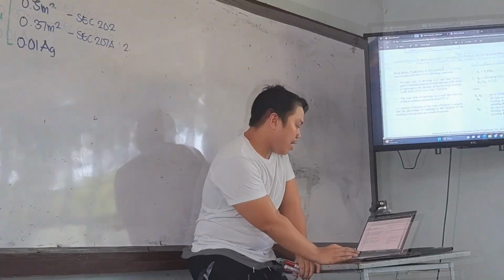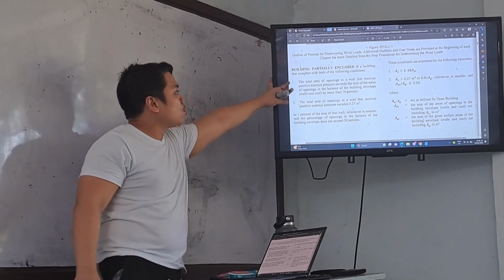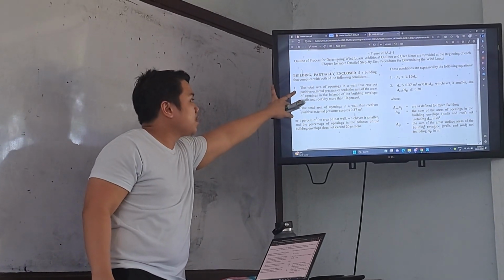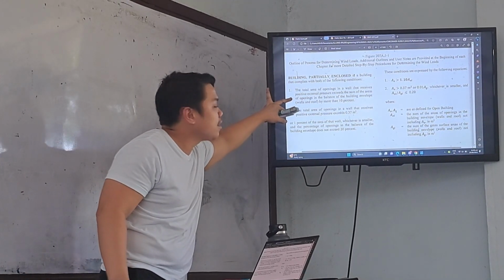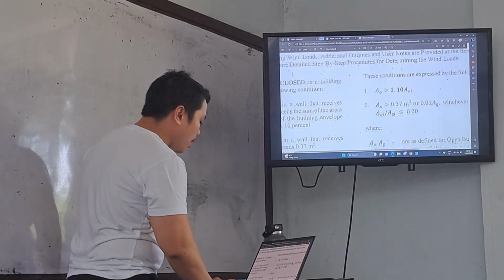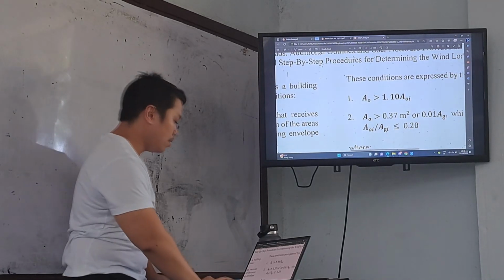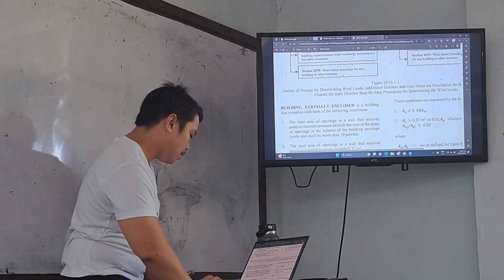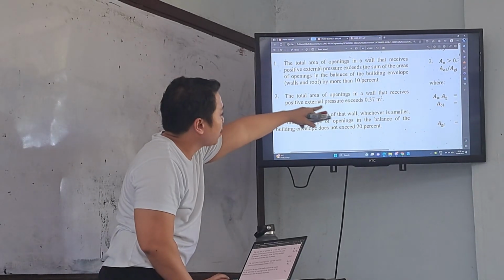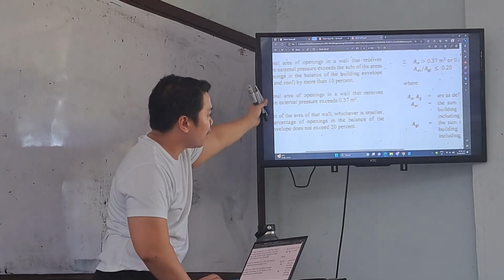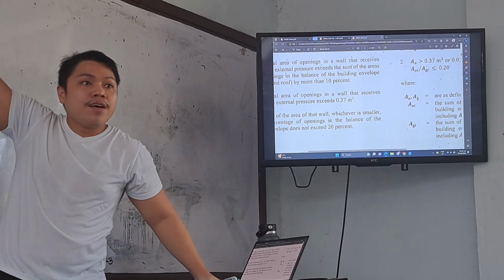Here is the expression from the description earlier. For number 1, the total area of openings in a wall that receives positive external pressure exceeds the sum of the area of openings in the balance of the building envelope by more than 10%. So AO is greater than 1.1 AOI. That's the first condition. Then for number 2, the total area of openings in a wall that receives positive external pressure exceeds 0.37, but under Section 202 it is 0.5 square meters.